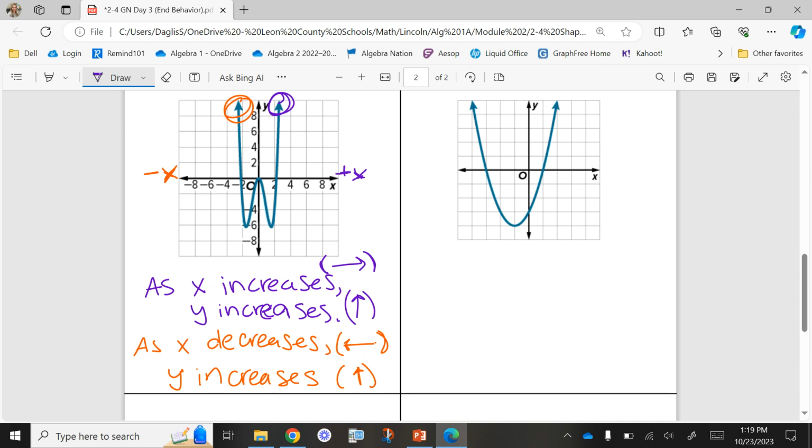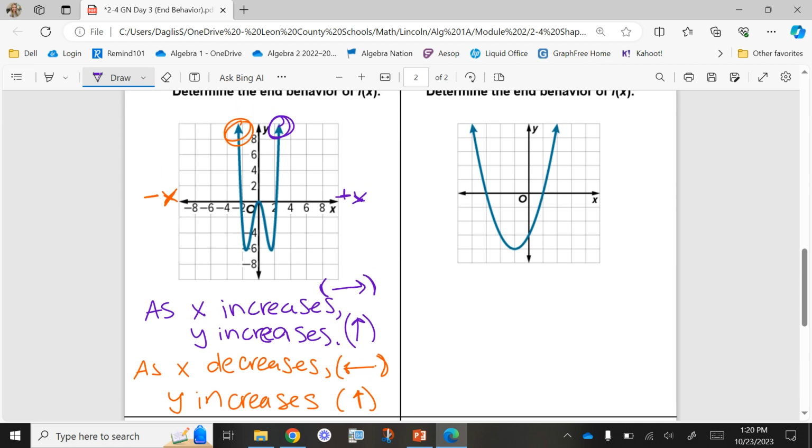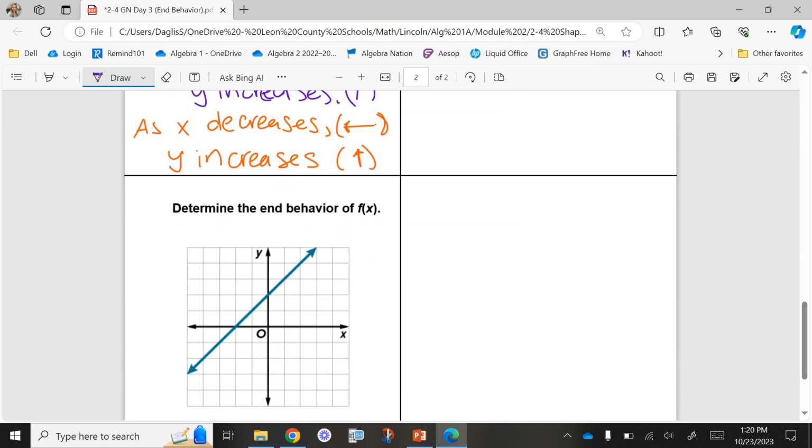So we're not saying up, down, left, right. We're saying increase and decrease. You would get points taken off. It really wants you to use the vocab of increase, decrease. The arrows just kind of help you see what's happening, and then you have to translate those arrows to increase or decrease. So like here, let's go down here.